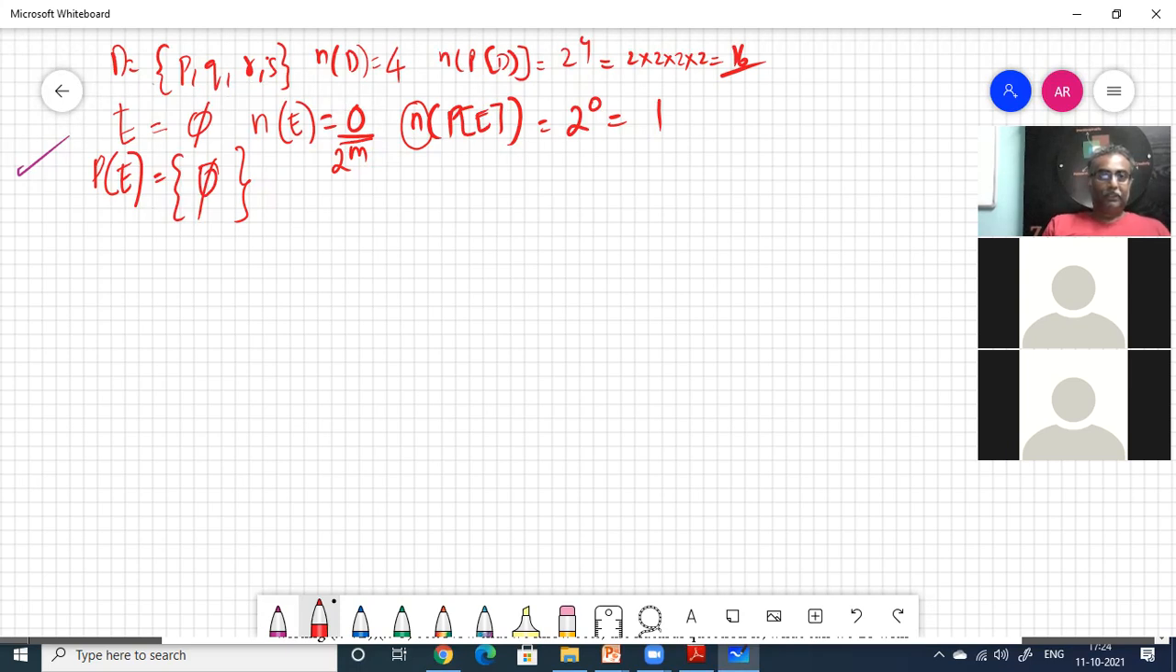Understood. It's 2 to the power of m. m is 0, so 2 to the power of 0. Anything to the power of 0 is 1. So there is one element inside the power set. What is that element? That element is the null set. Very good. The other 3 you got correct. Only the fourth one was a problem. Okay, let us do it now.